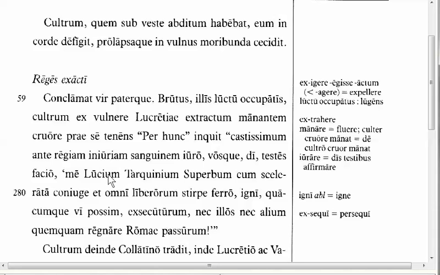The new feature here is occupatis, another ablative absolute with illis, while those guys are occupied with grieving or with their mourning. This is ablative, plural, masculine, with illis talking about the other two men there with Brutus. The next new feature is in line 293.